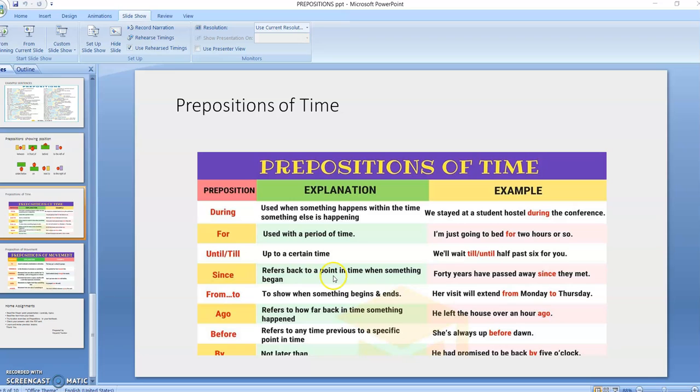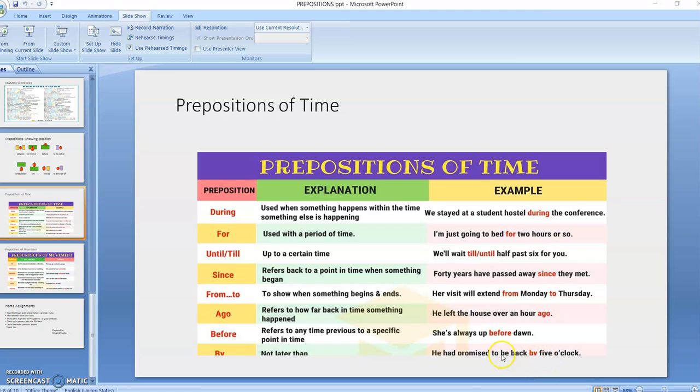Since refers back to a point in time when something began. 40 years have passed since they met. From, to show when something begins and ends. Her visit will extend from Monday to Thursday. Ago refers to how far back in time something happened. He left the house over an hour ago. Before refers to any time previous to a specific point in time. She is always up before dawn. By, not later than. He had promised to be back by 5 o'clock.